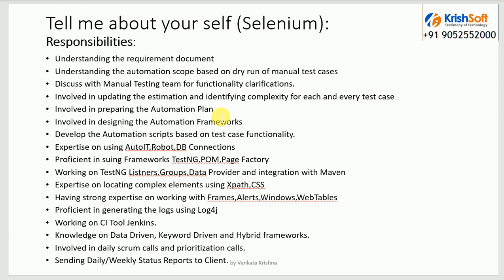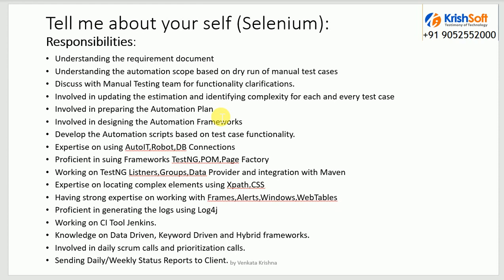Again, they may ask you a number of questions on this automation plan. What are the different stages? Same simple stages. The initial stage is where we identify the estimations and complexities. Next, the design phase, where you design the framework and all. Next, the development phase. Next, the deployment phase. You need to explain all these things very clearly to the interviewer.